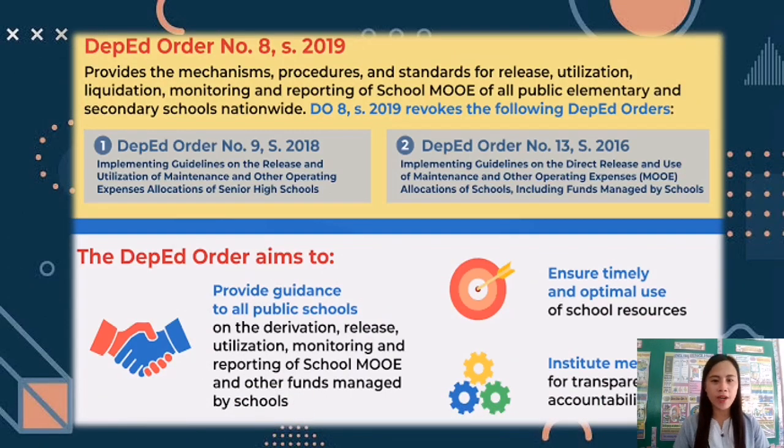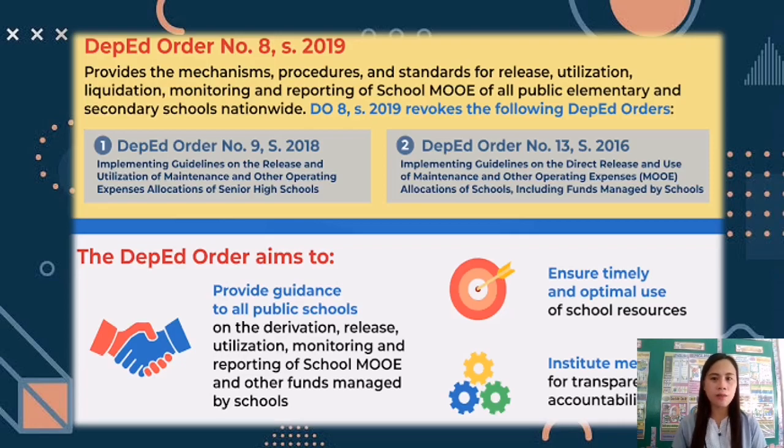DepEd Order Number 8, Series of 2019, provides the mechanisms, procedures, and standards for release, utilization, liquidation, monitoring, and reporting of school MOE of all public elementary and secondary schools nationwide. DepEd Order Number 8, Series of 2019, revokes the following DepEd orders. First is DepEd Order Number 9, Series of 2018.